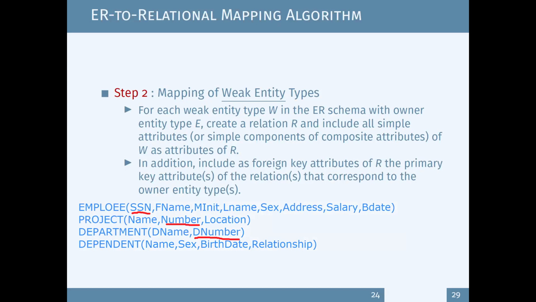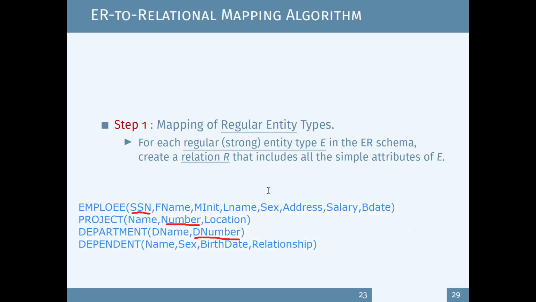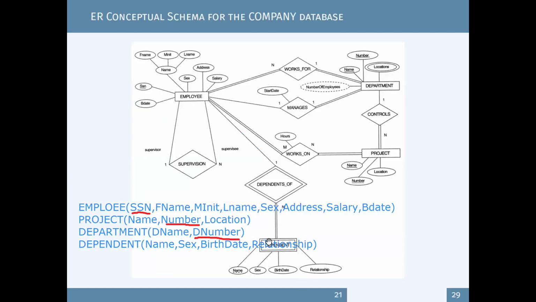Okay, second one, you have to get the primary key of the relation corresponding to the owner entity type. What it means, you can see this is weak. You see double rectangles, and this connects to the owner, meaning employee. So you have to get the primary key from this. That means the social security number. And that also needs to be included. So let me make that change.